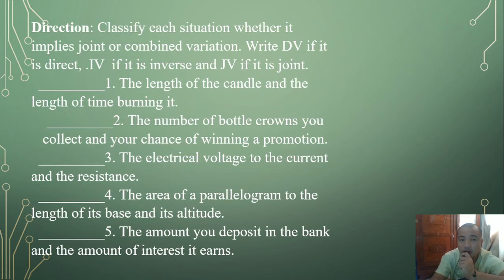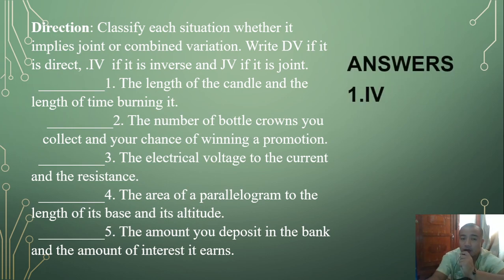Now, classify each situation whether it implies direct, inverse, joint, or combined variation. Write DV if it's direct, IV if it's inverse, and JV if it's joint. Number 1, the length of the candle and the length of time burning it. IV means it's inverse. Number 2, DV means direct. The number of battle crowns you collect and your chance of winning promotion.